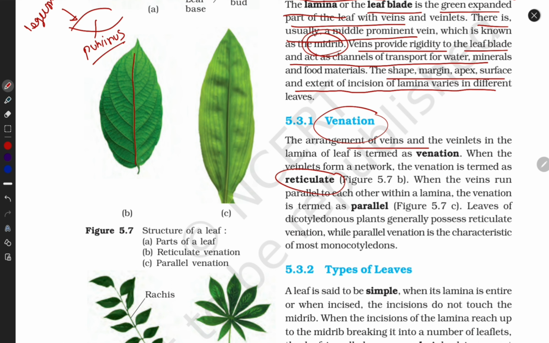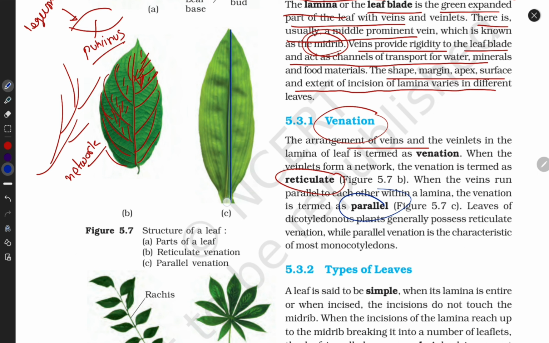They are a network. Look here. They are a network, and they further divide, and again they further divide. These veins divide and further divide. They make a network-like structure. Next is parallel. Look here. Straight. Parallel. Clear or not? Parallel, guys. Not exactly parallel, but yes, parallel in nature. So these are the arrangements of venation.